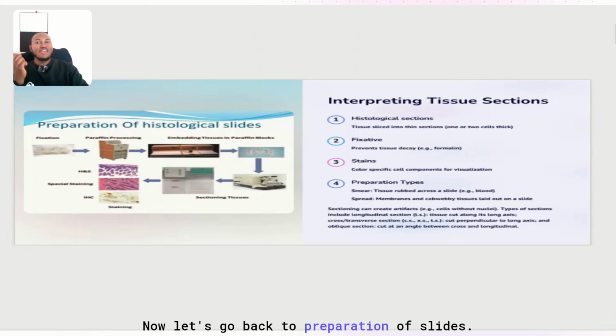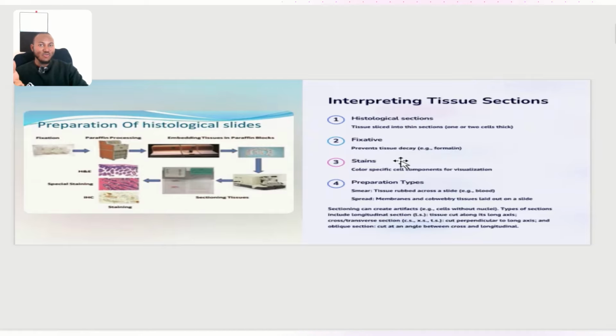Now let's go back to preparation of slides. A thin stained slice of tissue mounted on a microscope is called what? It's called a histological section. Tissue sliced into thin sections is known as histological sections. We talked about fixation, which is putting in formalin to preserve. We talked about staining, which is coloring for visualization. Then we talked about preparing into smear and spreading, right? And then I told you about the different types of sectioning, which is very, very important for you to remember.